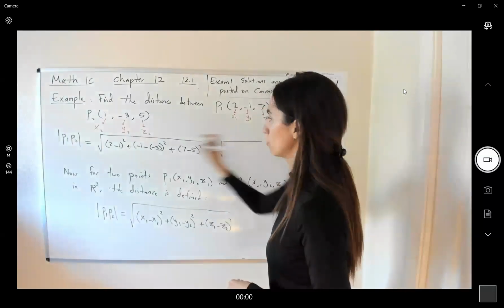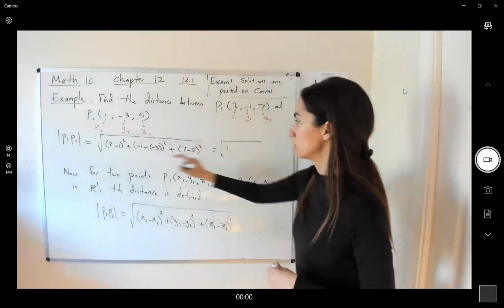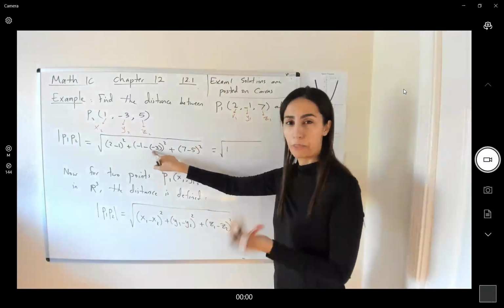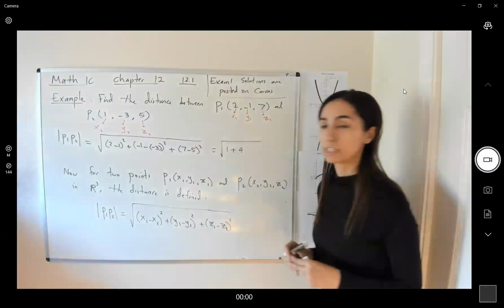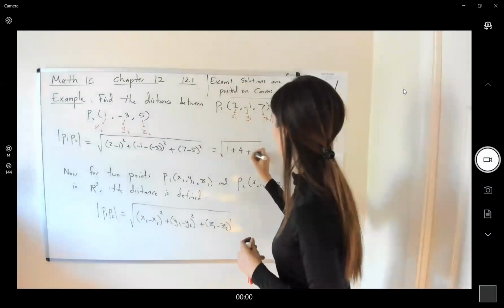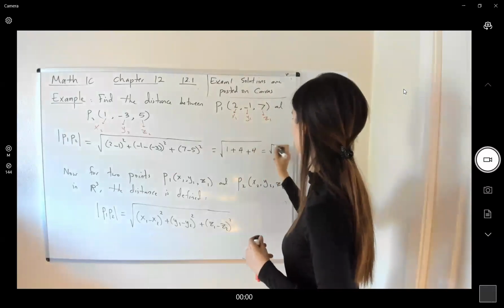the square root of 1 squared, which is 1, plus 2... no: 1 minus 3 is negative 4... squared, plus 7 minus 5, which is 2, squared, which is 4. You get the square root of 9, or 3.